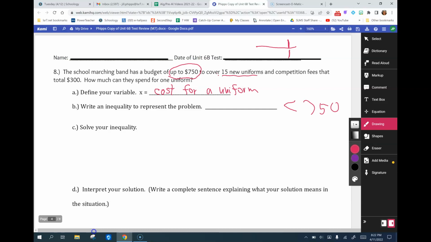Okay, we have 15 new uniforms, competition fees of $300, and we have to stay under our budget. Can we be equal to, up to? Yeah, we can be equal to. So we have to pay $300 for competition fees, plus we're going to have 15 uniforms at whatever cost we're talking about. That's going to be our inequality. Because they want to know the cost for one uniform and we had 15, we're going to multiply. Okay, we're going to solve this now. We have a 300, so we're going to subtract 300 from both sides.